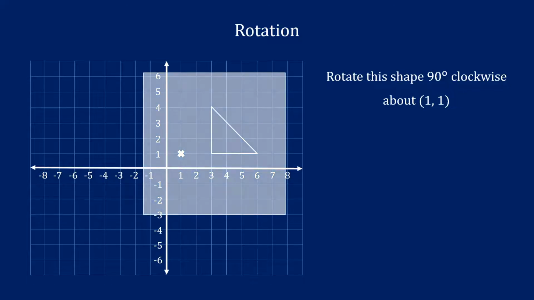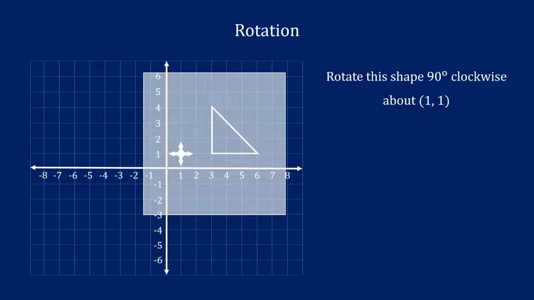So how does this work? We're going to put our tracing paper on top of our shape and our center of rotation. I'm going to draw those arrows going up and down on top of the center of rotation. Those are really helpful for you not to lose track of where you are. And then I'm going to trace my shape into my tracing paper. When you've done all those things, we're going 90 degrees clockwise.